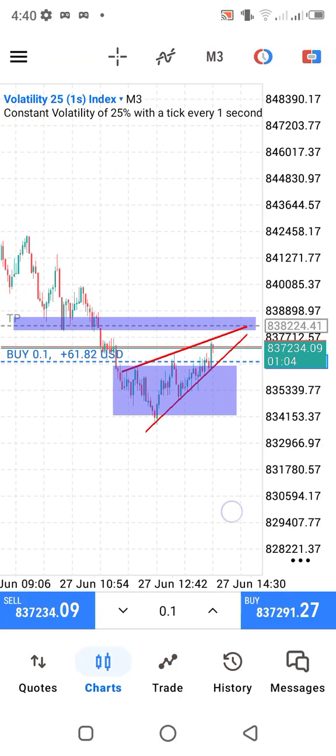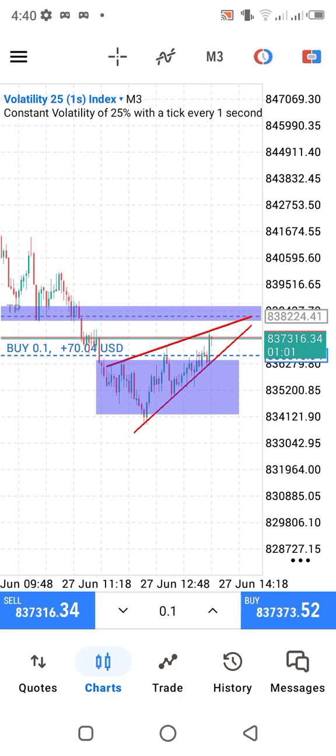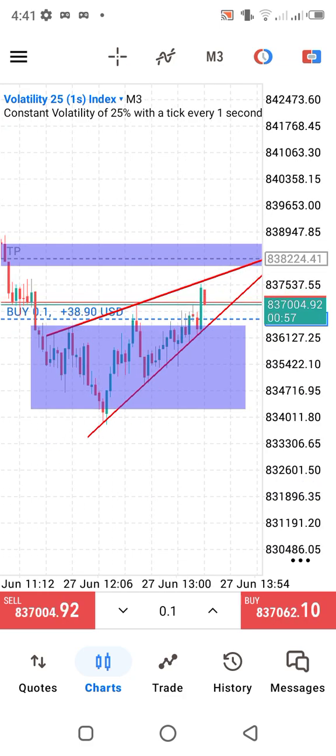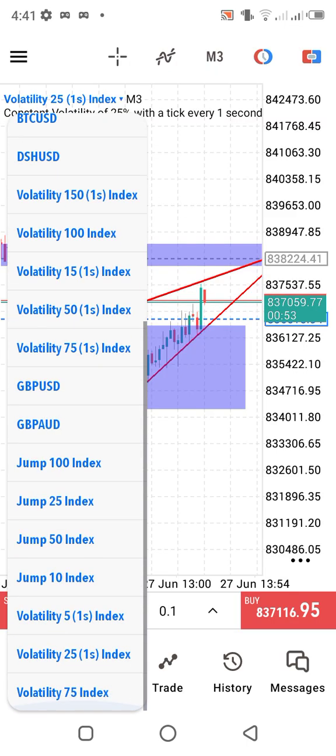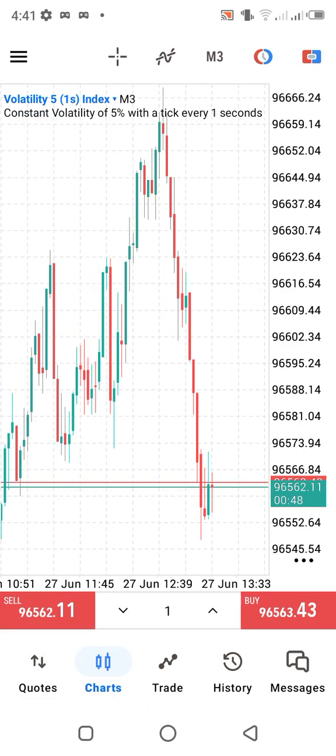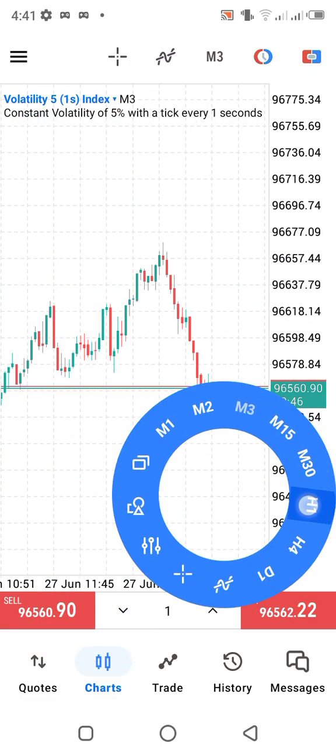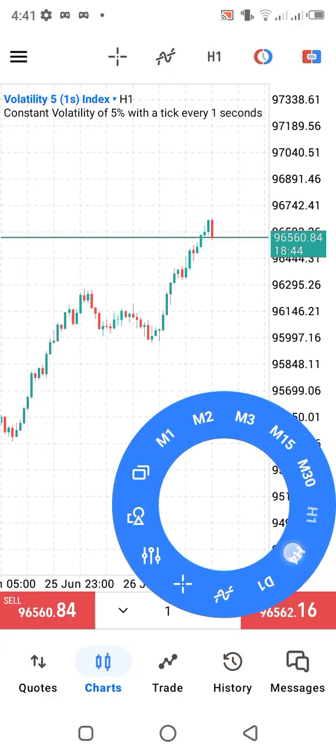We see that supply and moving in profit. Price is actually moving pretty good, right? Just have to give it time. So I got another pair. I love trading this pair because it moves quite decent. It makes decent moves, right? So this is the volatility 51s.